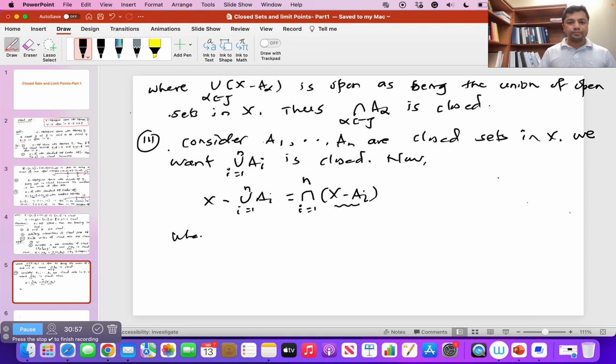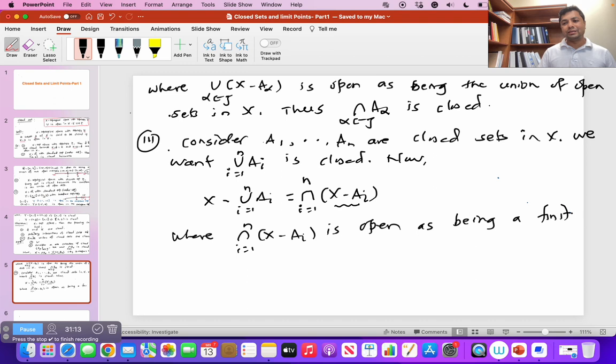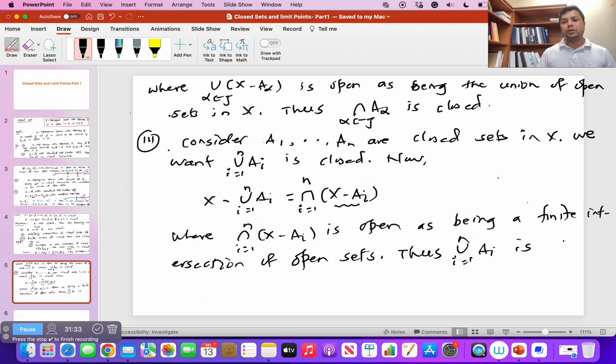So the intersection for i from 1 up to n of X minus Ai is open, being a finite intersection of open sets. Thus the union for i from 1 up to n of Ai is closed.